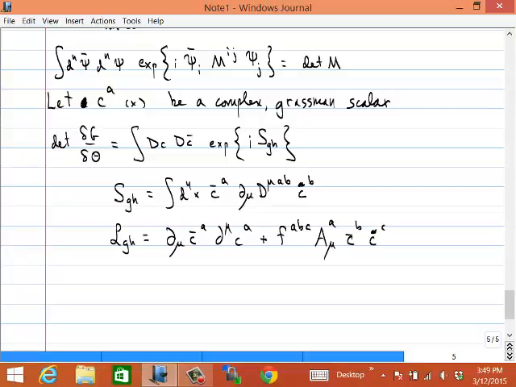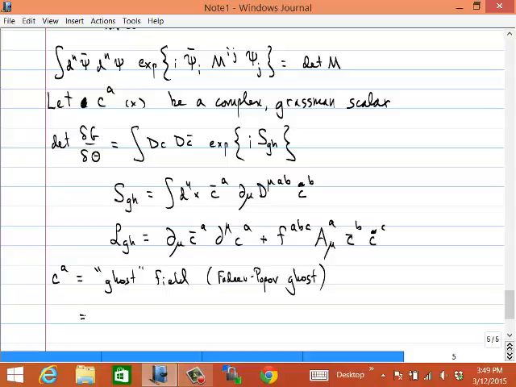So this field C has a name. We call it a ghost field, also known as the Faddeev-Popov ghost. And its sole purpose in life is to make sure that we have an appropriate functional determinant in our path integral so that everything is nice and gauge invariant.